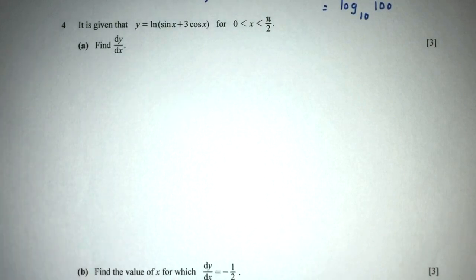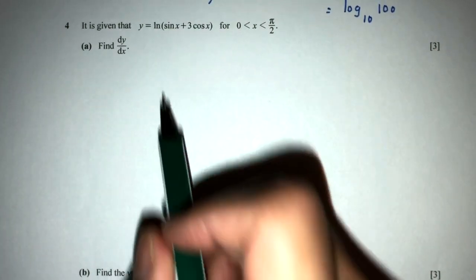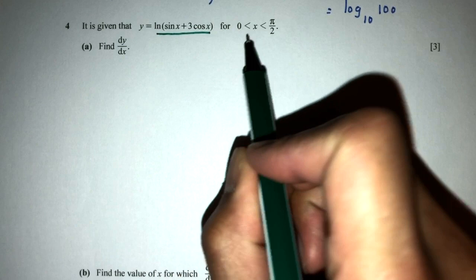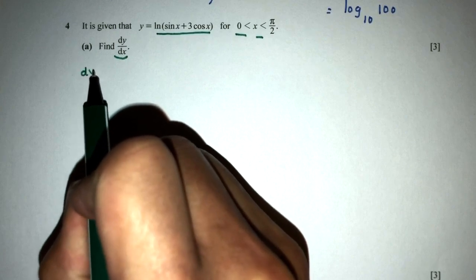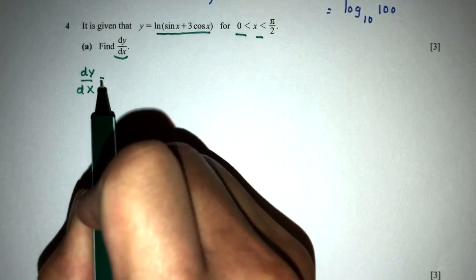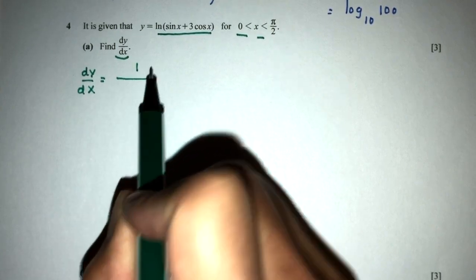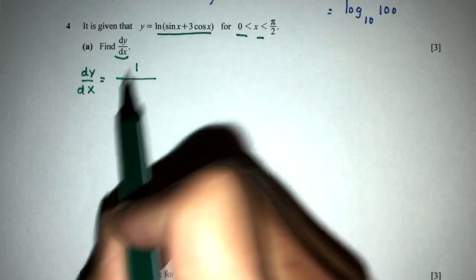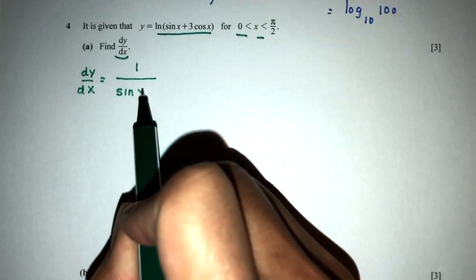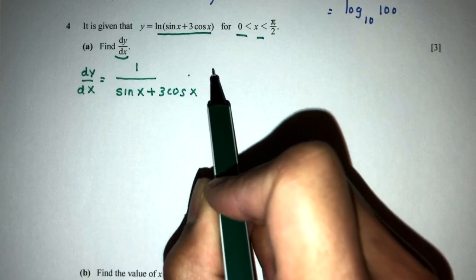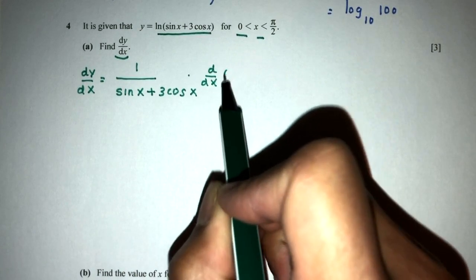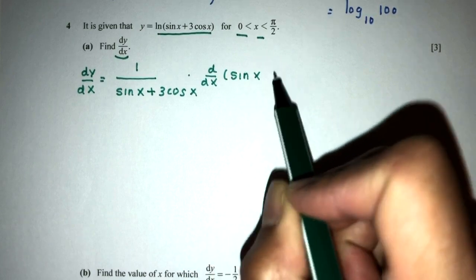Now question number 4, given that y is equal to this expression between this domain, find dy by dx. So step by step, dy by dx will be what? First thing first will be 1 over the value inside of the ln, that will be sin x plus 3 cos x, then multiply by d by dx of this same value. Let's see what you get.